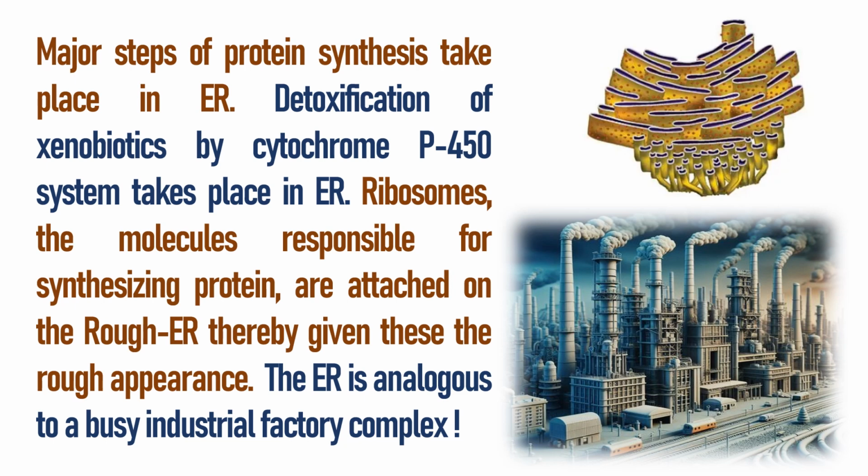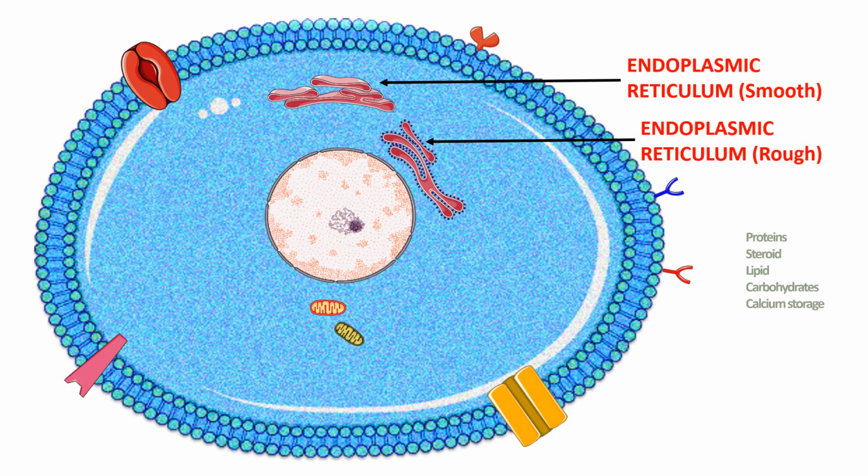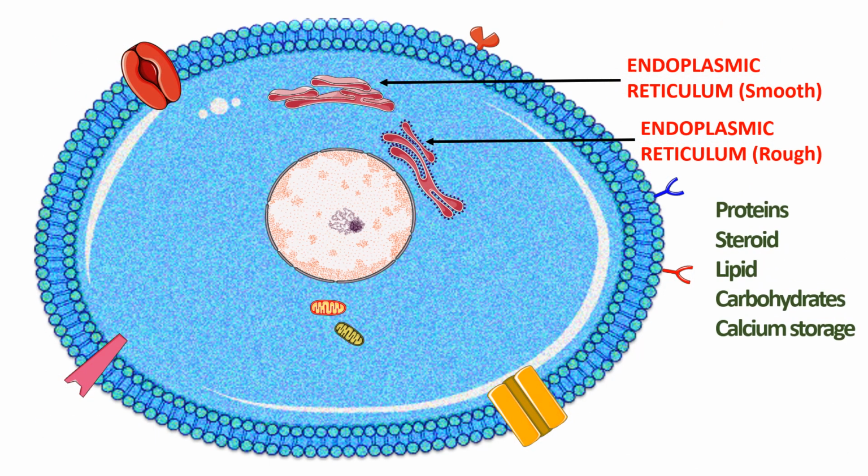The endoplasmic reticulum is analogous to a busy industrial factory complex. The endoplasmic reticulum is a large dynamic structure that has roles in protein synthesis, protein transport, protein folding, steroid synthesis, lipid metabolism, carbohydrate metabolism, and calcium storage. Distinct domains, such as tubules, sheets, and nuclear envelope, perform the diverse functions of endoplasmic reticulum.